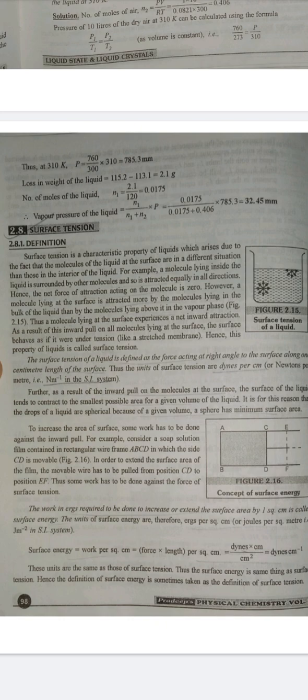Surface energy is equal to work per square centimeter, which is equal to force times length per square centimeter, which is equal to dynes times centimeter upon centimeter square, which is equal to dyne centimeter^-1, or dynes per centimeter. These units are the same as those of surface tension. Thus the surface energy is the same thing as surface tension. Hence the definition of surface energy is sometimes taken as the definition of surface tension.